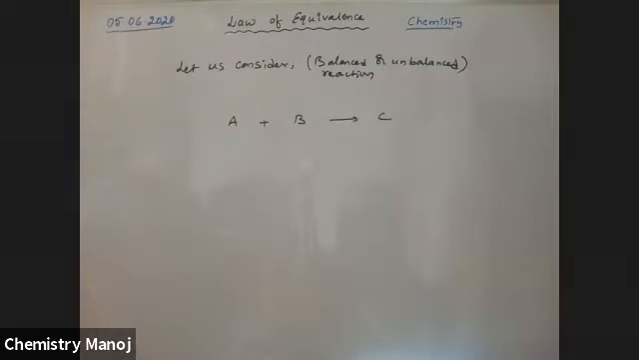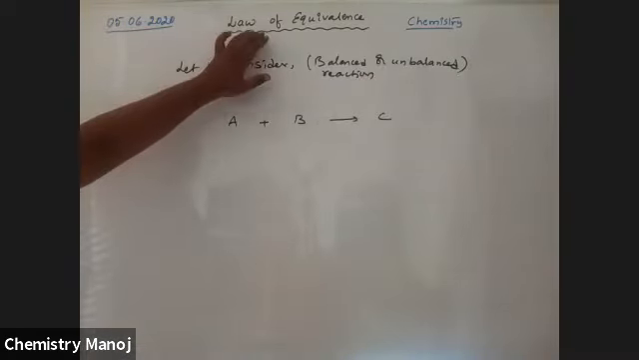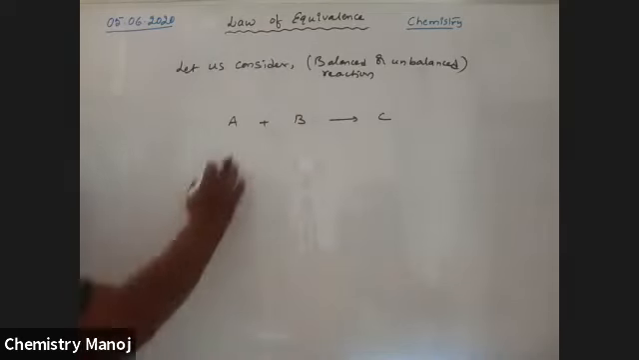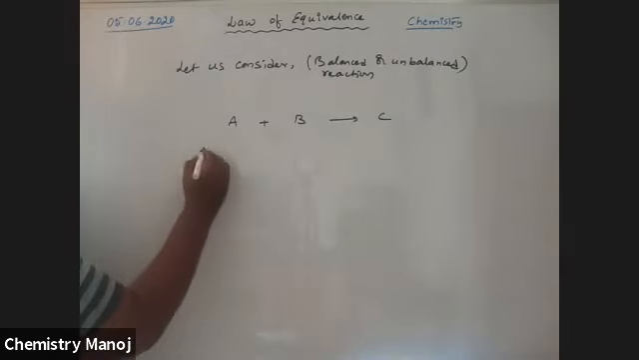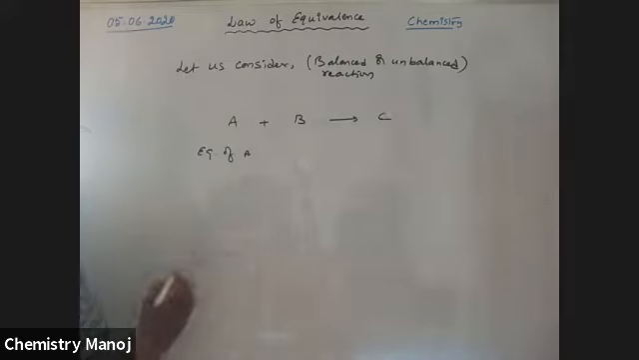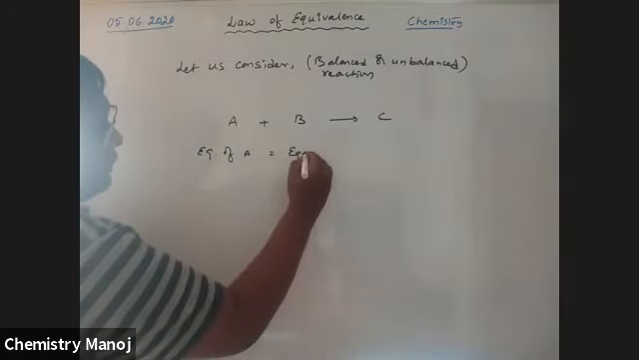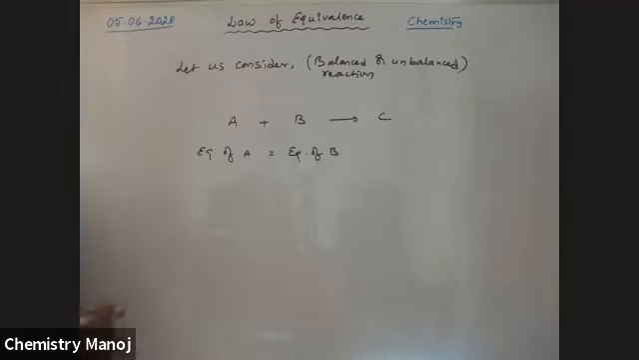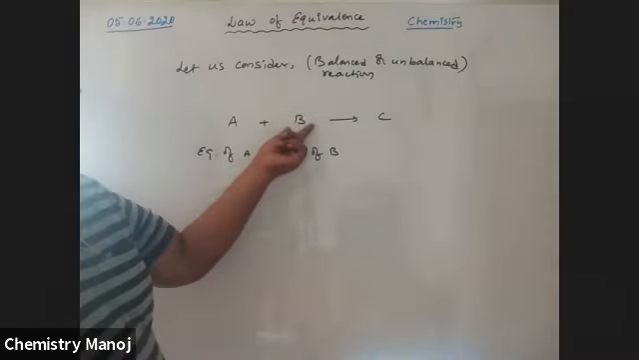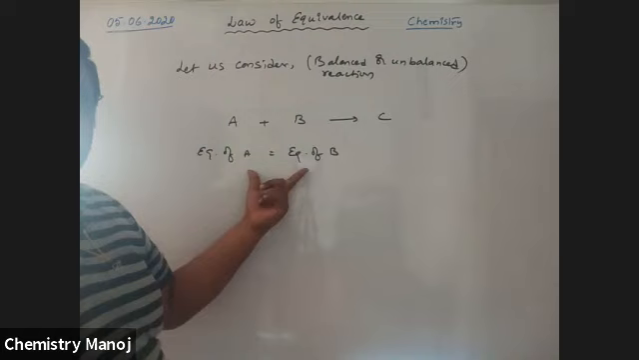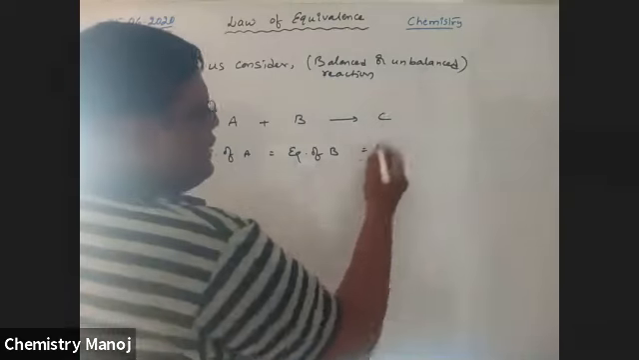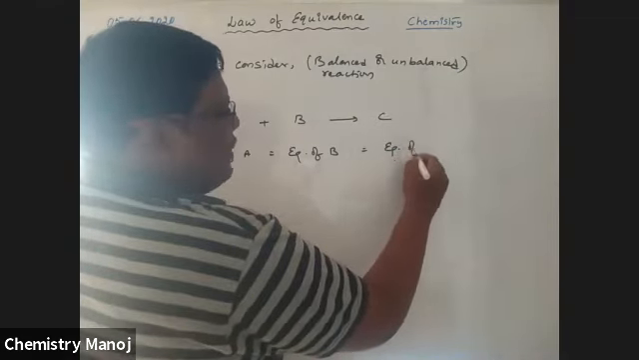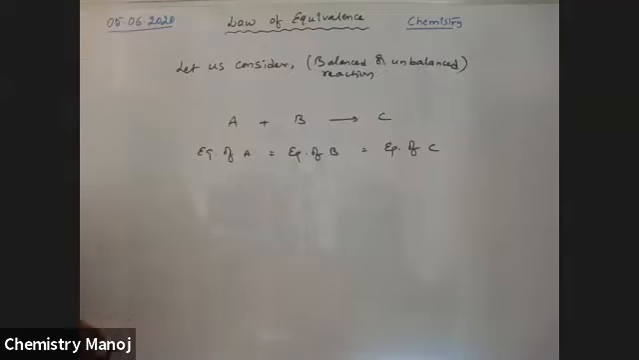Okay. So according to this law of equivalence, the reactant equivalence, that is the equivalence of A, must be equivalent to the equivalence of B. That means when a chemical reacts with another chemical, their equivalence must be equal. So automatically the equivalence of the product, that is C, is also equivalent.